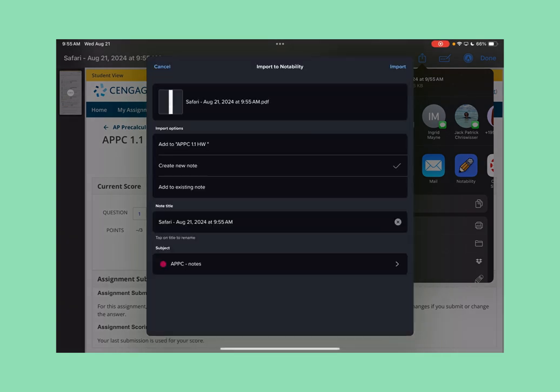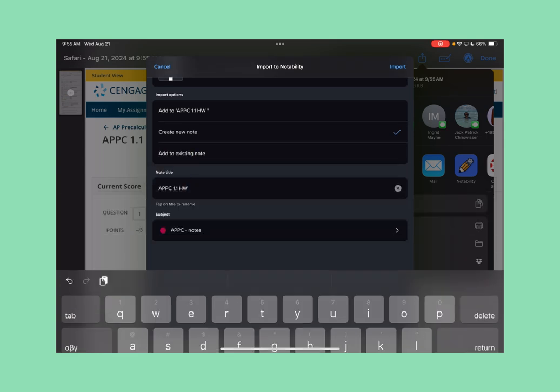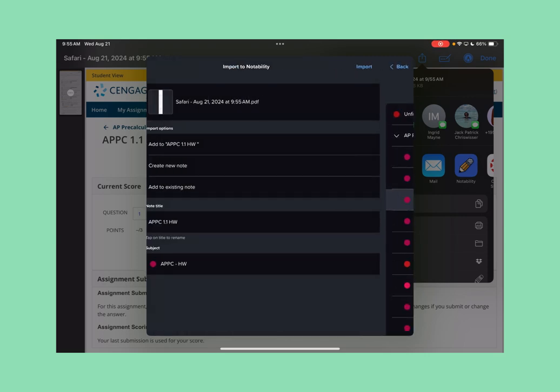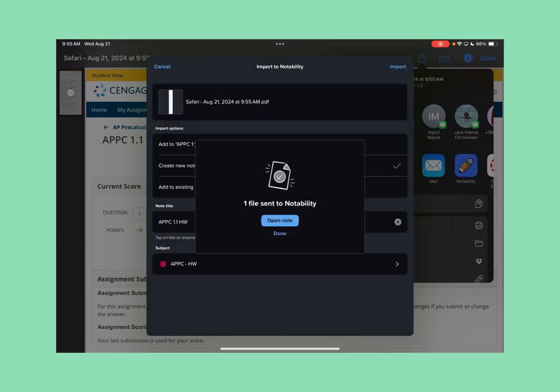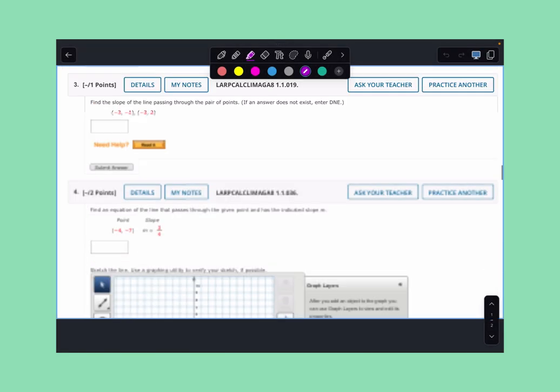From the note title, I can paste in the title that we copied. I'm going to put it in the right folder, and I'm going to import it. And then when you go to Notability, you'll see the whole file.